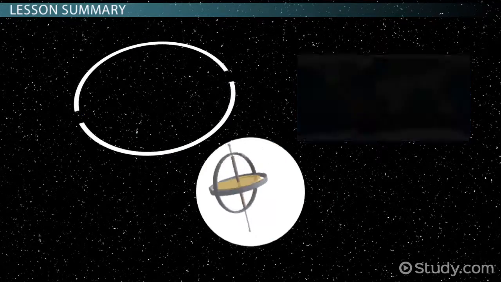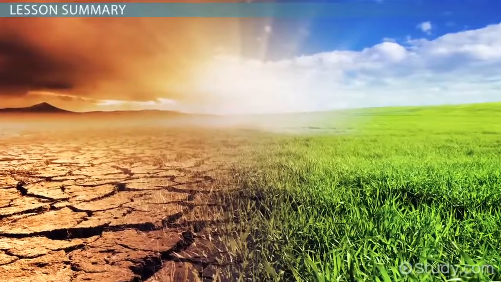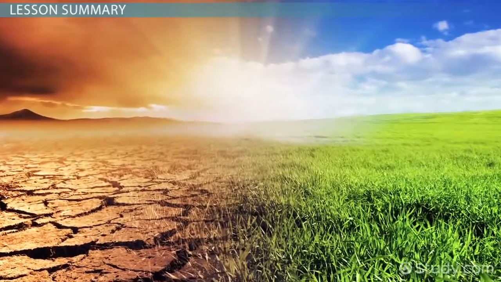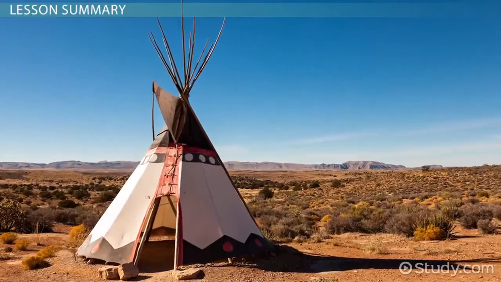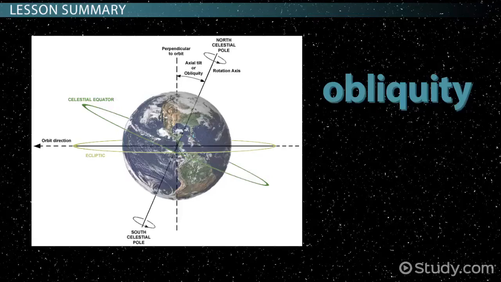Changes in Earth's orbit include obliquity, eccentricity, and precession. These changes do not alter the Earth's temperature overall. Rather, they create more localized climate changes, affecting only particular regions of the planet.